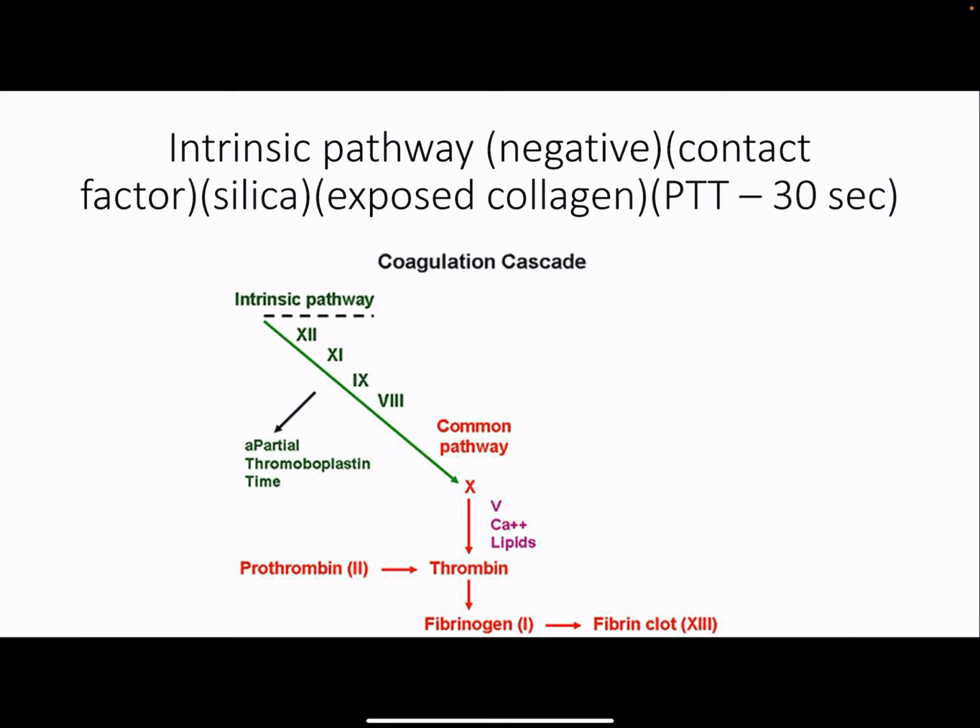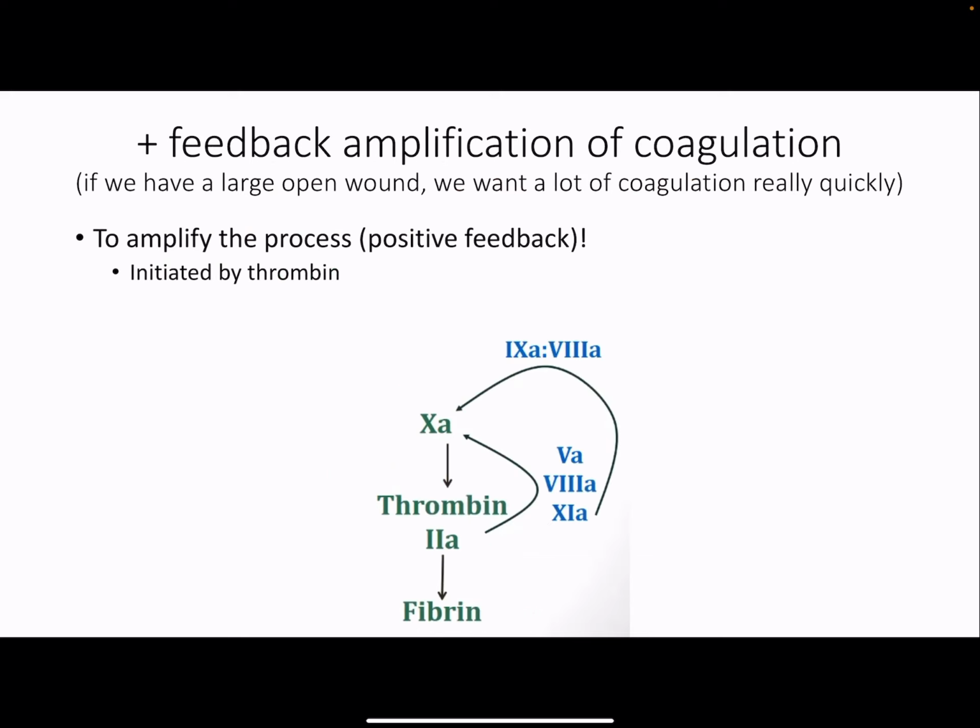So for the intrinsic pathway, it's going to be exposed collagen. Exposed collagen is negative, but it could just be any negative thing or many negative things. One thing is known as contact factor, also known as silica. And we have something called the partial thromboplastin time to measure how long it takes the intrinsic pathway to basically form a clot. It should be about 30 seconds if everything's working normally.